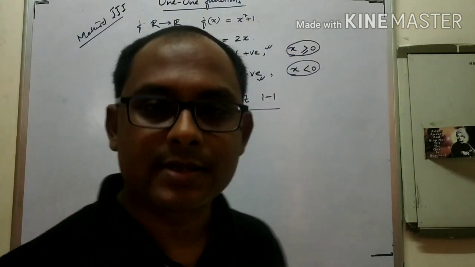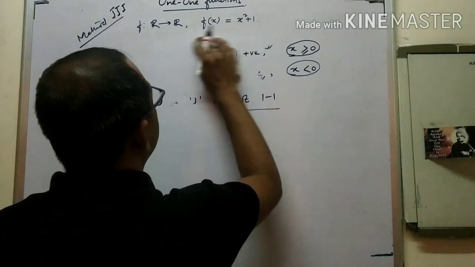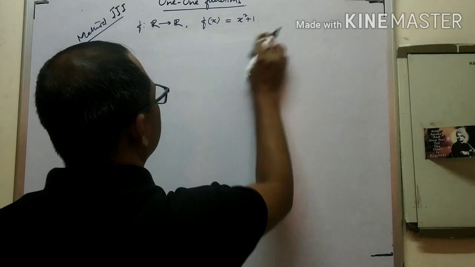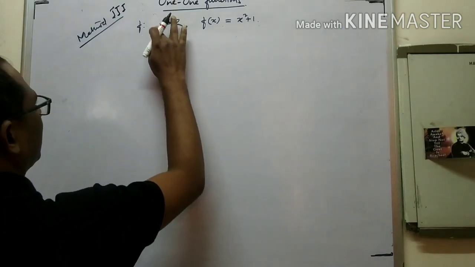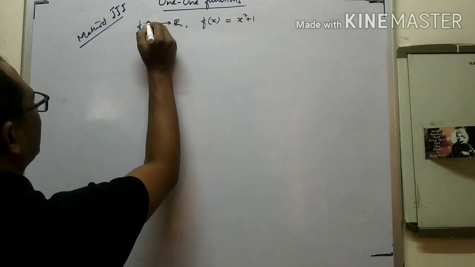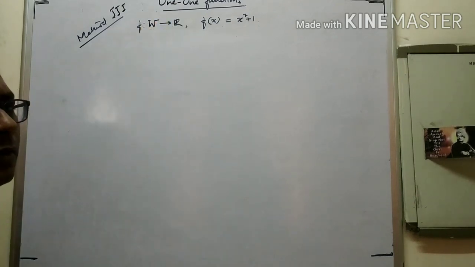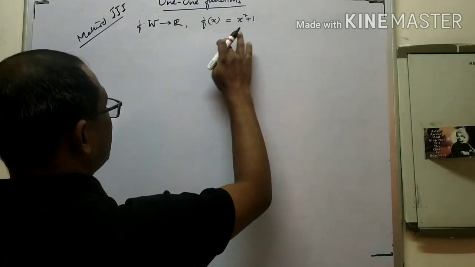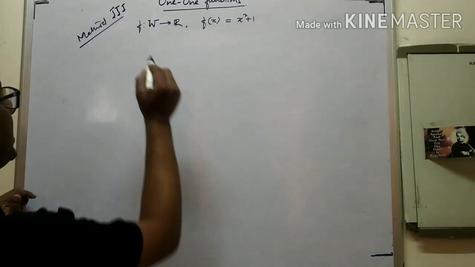Okay, let us discuss a few problems. f x equal to x squared plus 1. This question again can be changed. Suppose let's start with W. W means the set of whole numbers. Whole numbers to R. Now is this function 1, 1? Whether this function is still 1, 1 or not. We have changed the domain to W.